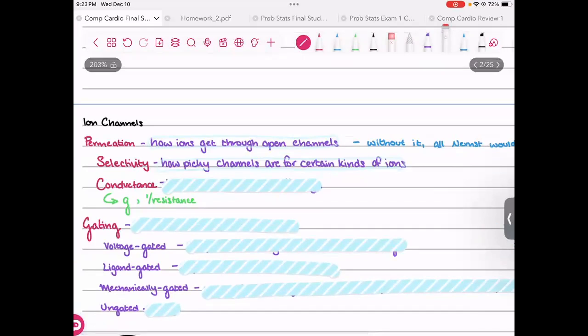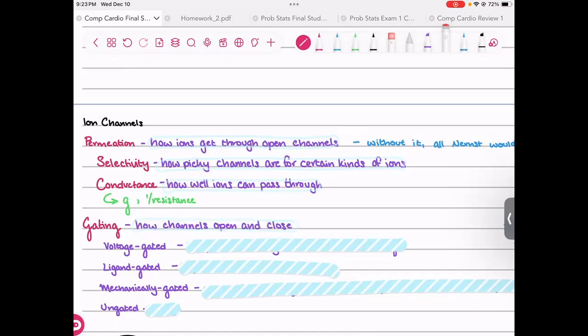Selectivity is how picky channels are for certain kinds of ions, while conductance is how well ions can pass through those channels. We're going to be referring to it as G, and it's 1 over resistance. In terms of gating, that is how channels open and close. There are a few different mechanisms for gating.